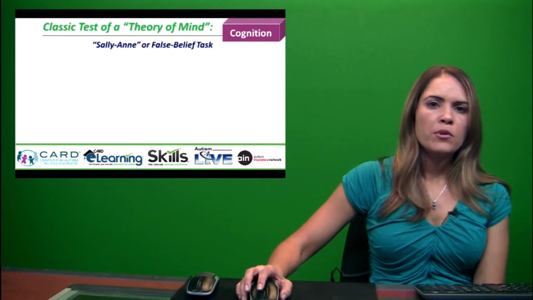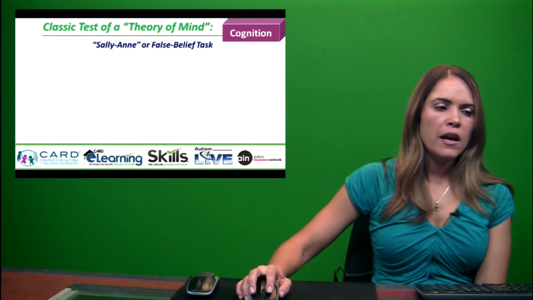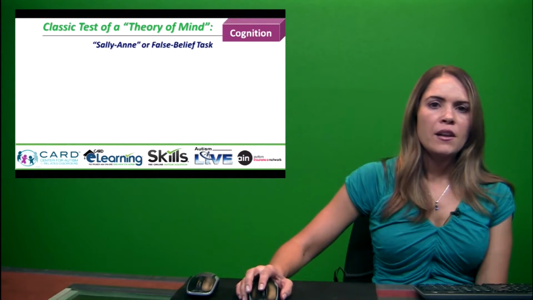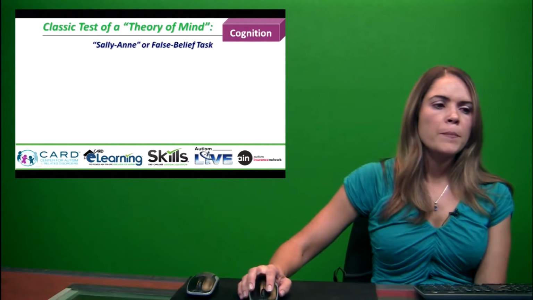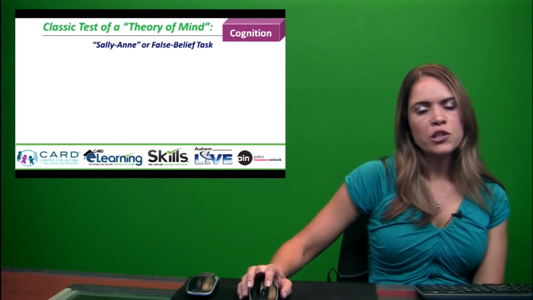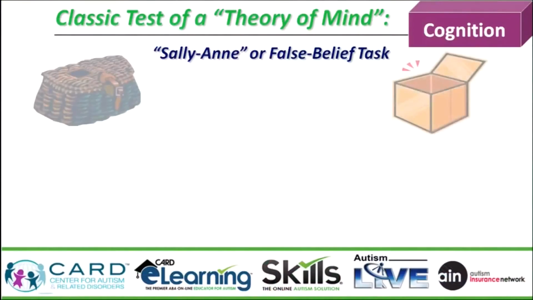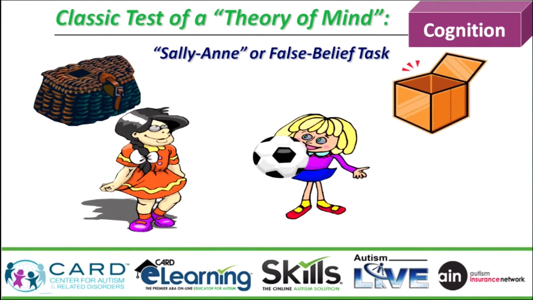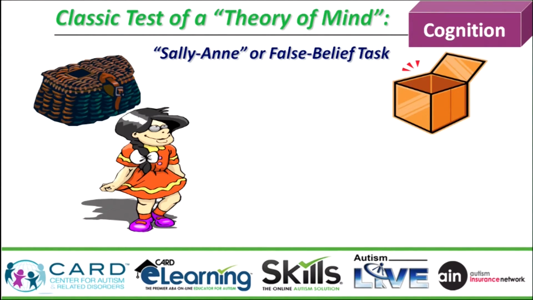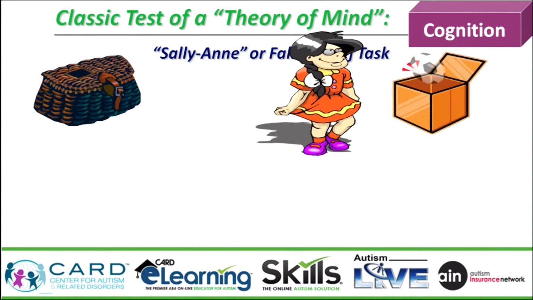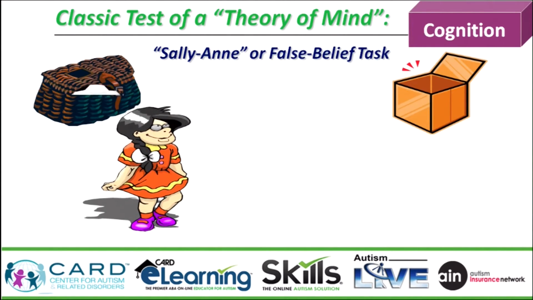This study was done by a British researcher named Simon Baron-Cohen, and essentially in the study he had 3 groups of children. One group was children with autism, another group was children with Down syndrome, and a third was typically developing children. He presented these children with a cartoon, which I'm going to show you now. In the cartoon, there were 2 girls named Sally and Anne, and a box and a basket. Sally had a ball in her hands, and she went over and placed that ball into the box. Then Sally left the room, and while she was gone, Anne went over to the box, removed the ball, and moved it to the basket.